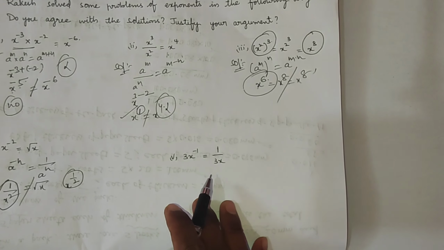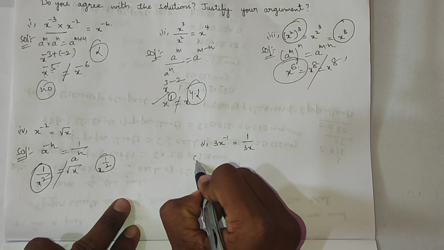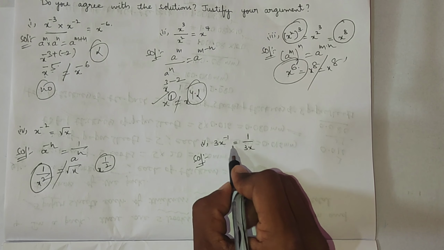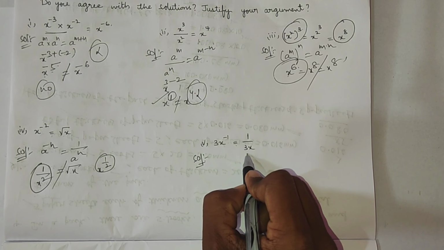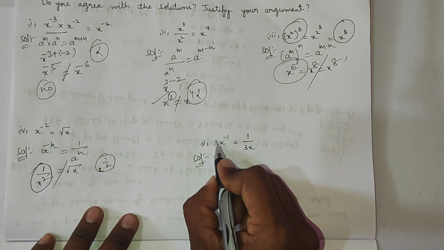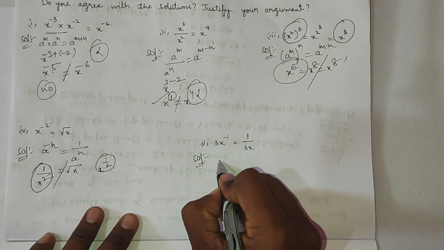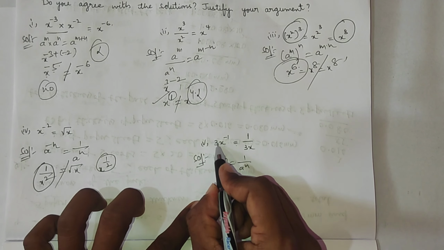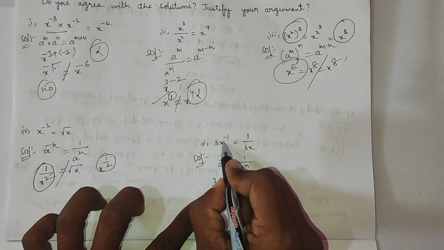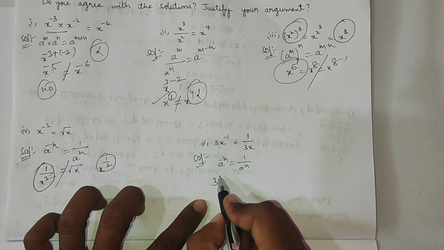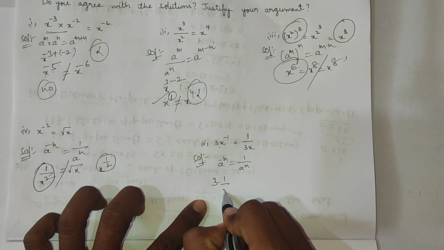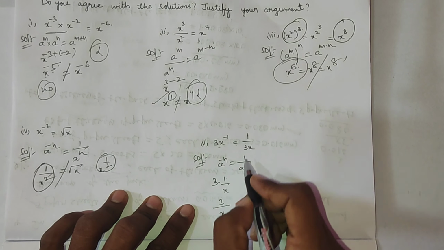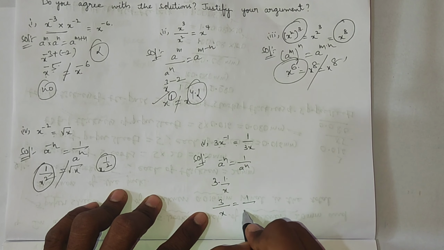Okay, next one and the last one is 3 into x to the power of minus 1 is equal to 1 by 3x. Once we check here, we know that a to the power of minus n is equal to 1 by a to the power of n. Here 3 into x power minus 1 becomes 3 into 1 by x, and 3 ones are 3, so 3 by x. And he got the answer 1 by 3x.